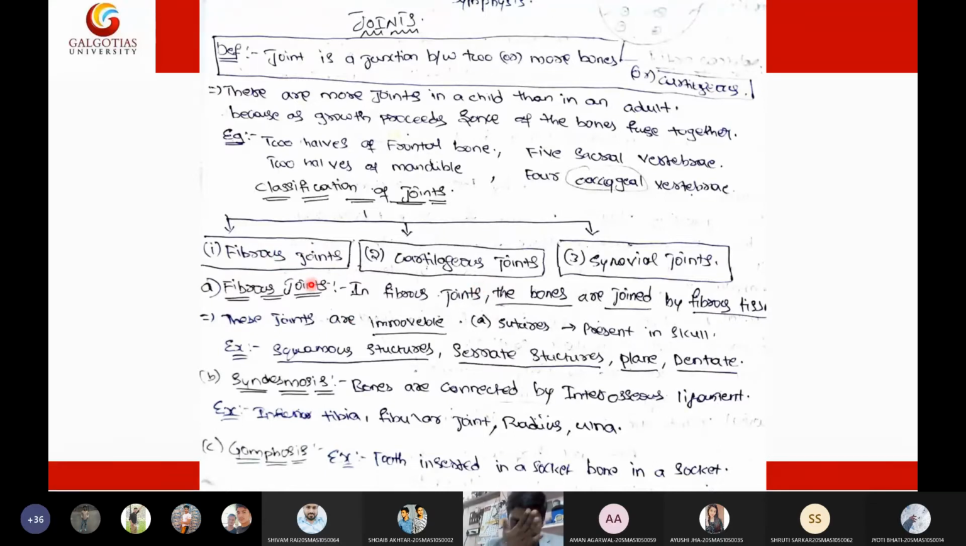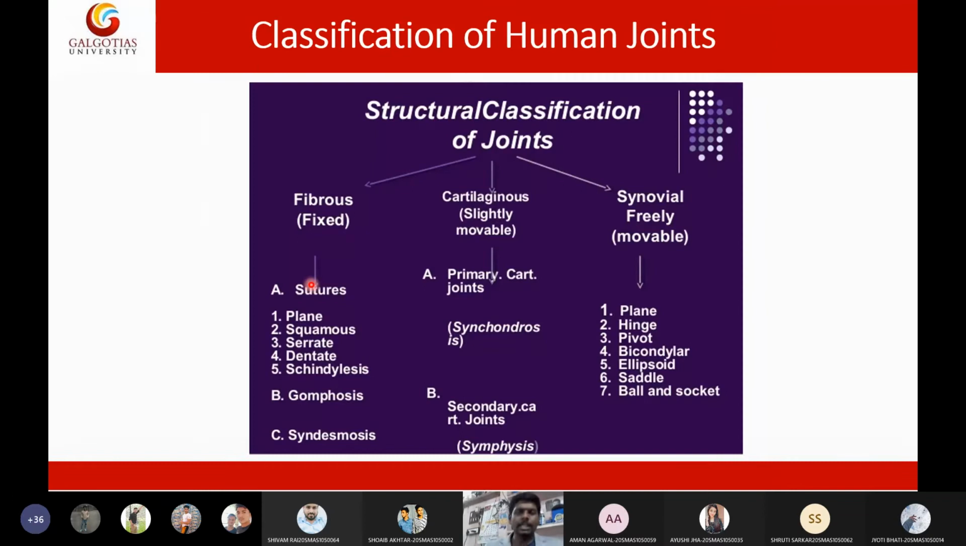So coming to the fibrous joints, students. These are the fibrous joints. Broadly, we have three types of fibrous joints: sutures, gomphosis, and syndesmosis. So what are sutures, what are gomphosis, and what are syndesmosis? Now we will discuss fibrous joints in detail. Fibrous joints are also called immobile joints, or fixed joints.